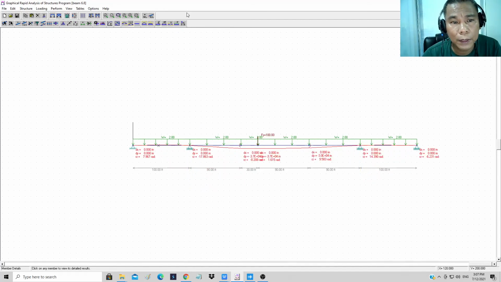Also for the deflection, you can just see this one. It deflects at this portion because this is the cantilever type of structure.